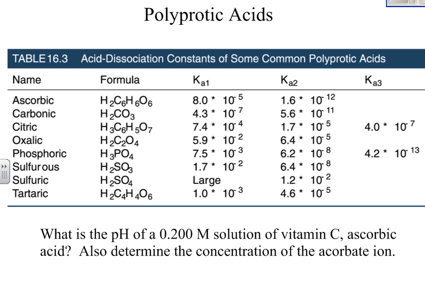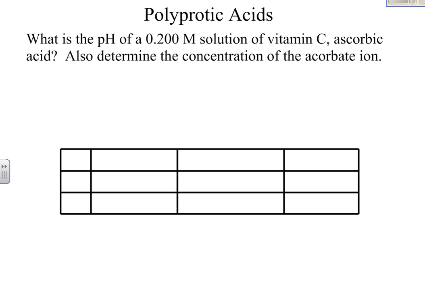which says, what is the pH of a 0.2 molar solution of vitamin C, which is ascorbic acid? And typically you want to also determine the concentration of the anion, in this case the ascorbate ion. All right, so given that this is an equilibrium situation, we're going to use our table. So we'll write down our equilibrium expression.